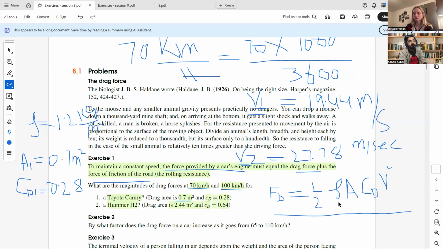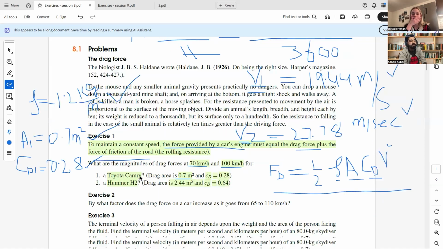And in the formula, we have the density. Yes, we have the density, here it is given. We have the area, yes, here it is given. We have the drag force constant, that is 0.28. And also we have the velocity, that is V1 and V2.